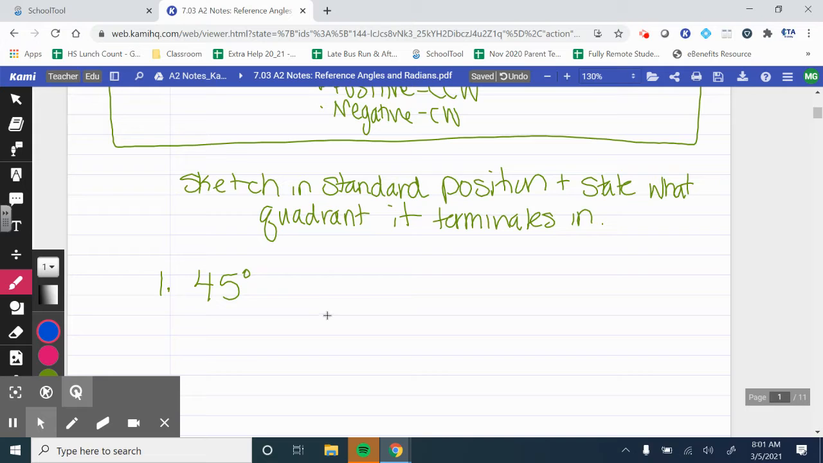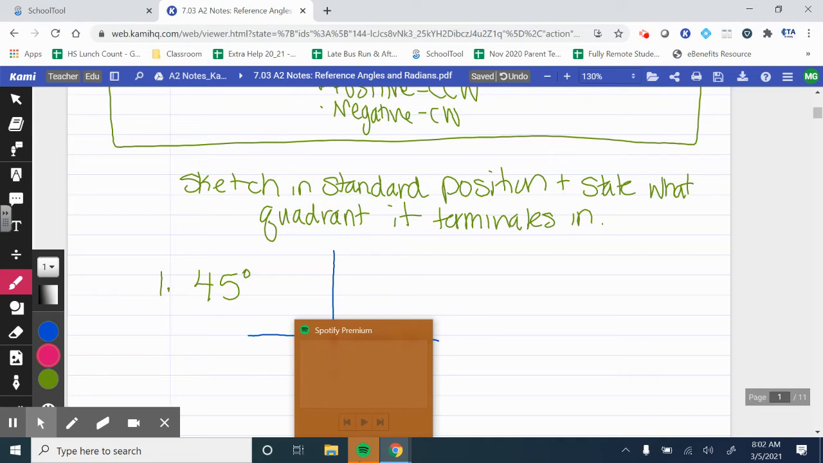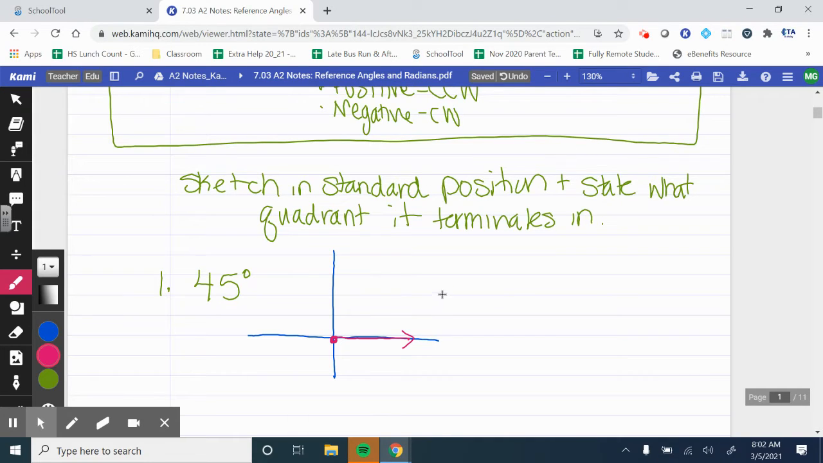All right, so to sketch this in standard position, we're going to draw a set of axes. I'm going to switch colors so you can see. Our vertex is always at the origin. Our initial side is always along the positive x-axis. And the 45 degrees, so to figure out what quadrant it's going to be in, we know from here to here is 90 degrees. If I go from this initial side all the way to this side, we've gone a full straight line or 180 degrees. If I start at the initial side and go all the way down here, that's 270 degrees, and then a full circle is 360.